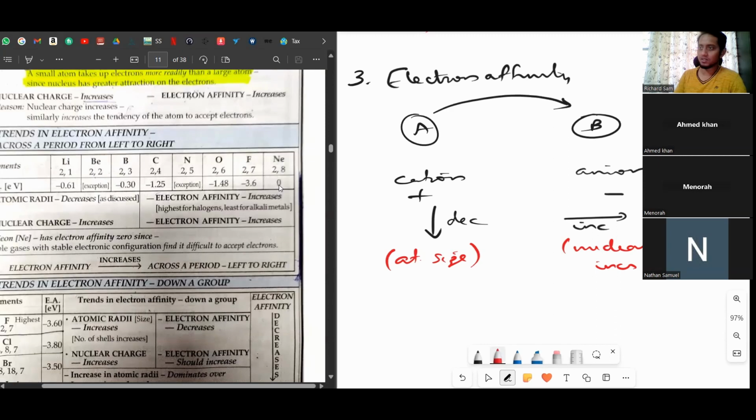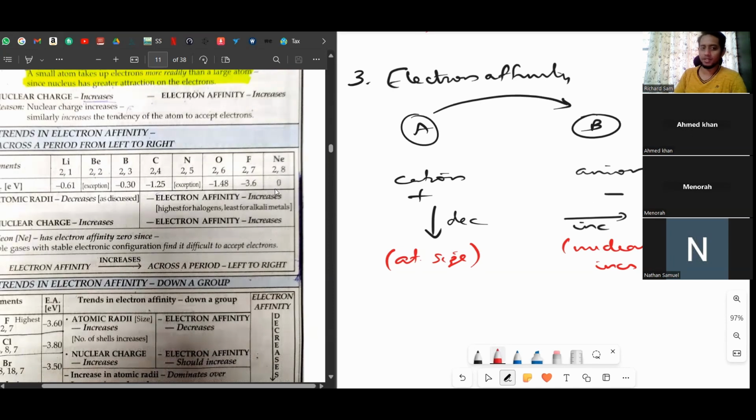Look at neon. Why is neon 0? No ionization, no electron affinity. It does not take electrons, right? So 0. Only when it takes electrons, the energy is released. Neon is already complete. All the noble gases have 8 electrons in the outermost orbit. They are complete. They don't release energy because they don't take any electrons. Okay, so be careful about the noble gases.